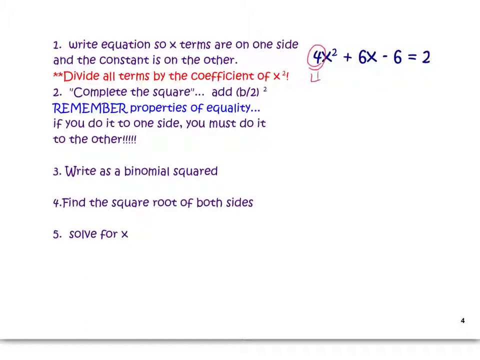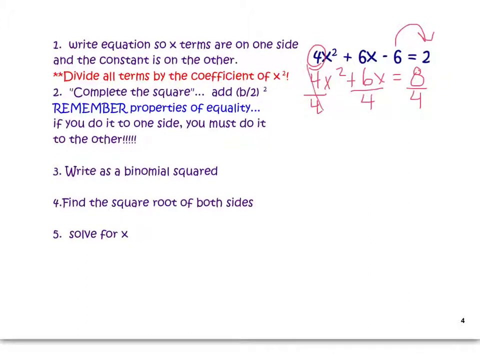We want all of our x terms on one side. So I'm going to add that 6 to get it over here. 2 plus 6 is 8. Now our next step needs to be to get that coefficient of just 1. In order to get a coefficient of 1, I have to divide by 4. And we do that everywhere.